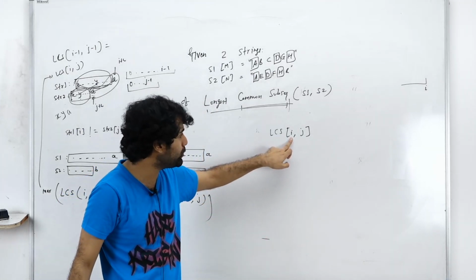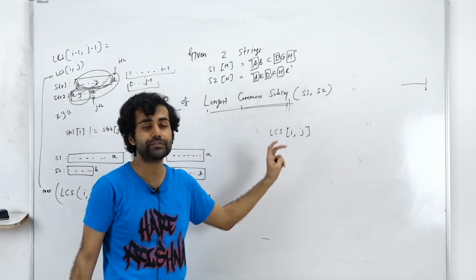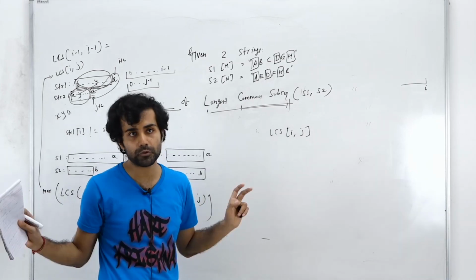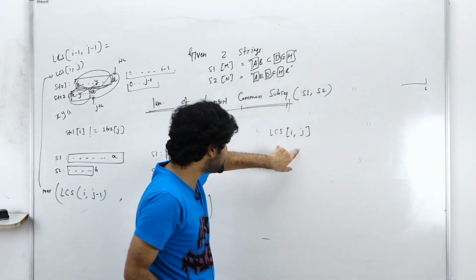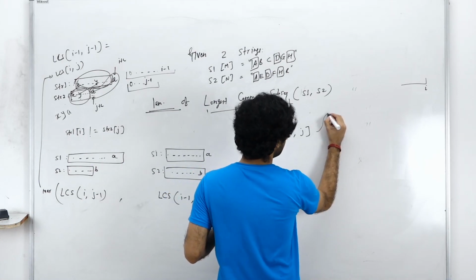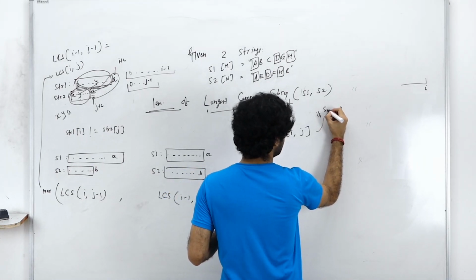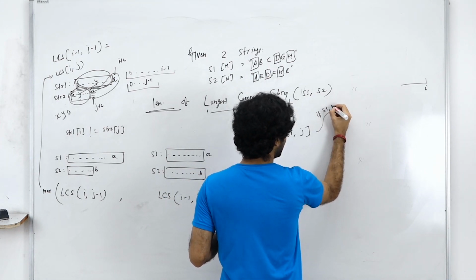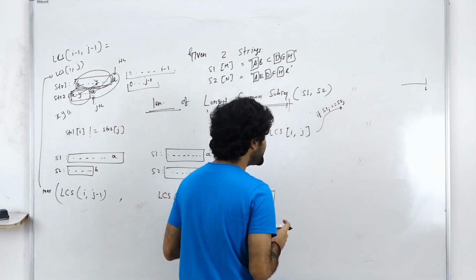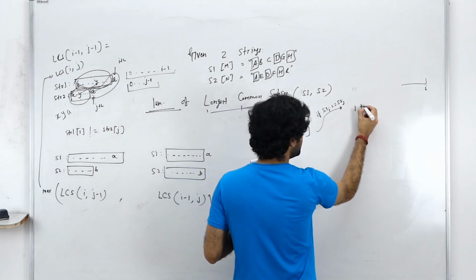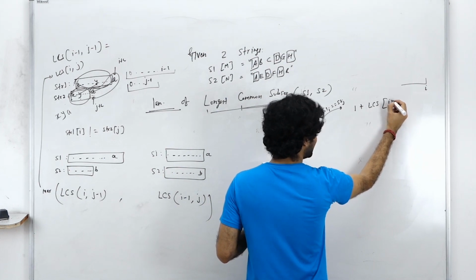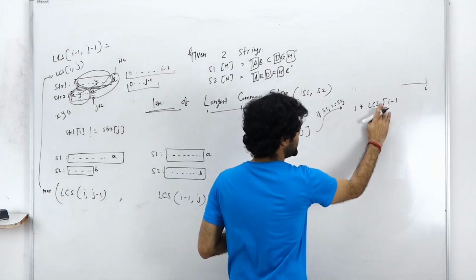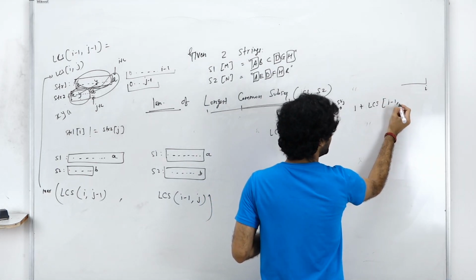The definition is that my string 1 is from 0 to I and string 2 is from 0 to j. Okay, and then I am just interested in their LCS. This thing has got two cases. First case is if for string 1 the ith character is the same as the jth character of string 2, in that case the answer will be 1 plus LCS I minus 1 comma j minus 1.